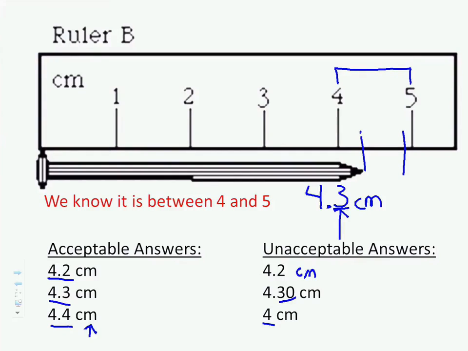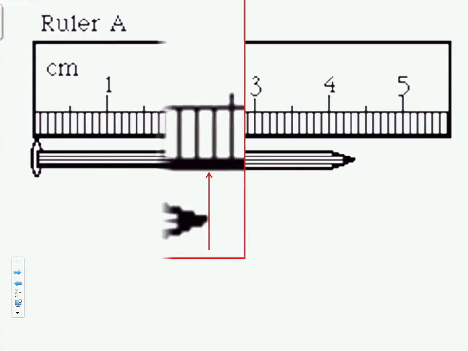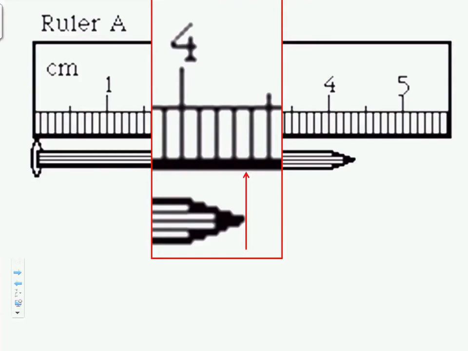Okay. All right, what about this ruler? It's very similar to the other one, okay, but what's different? We have additional tick marks. Okay, let me zoom in on it a little bit. All right. Take a minute, write down on your piece of paper what you think a good answer would be.